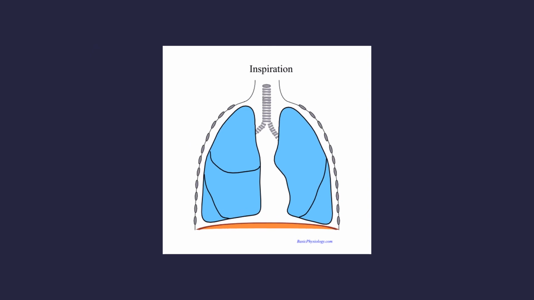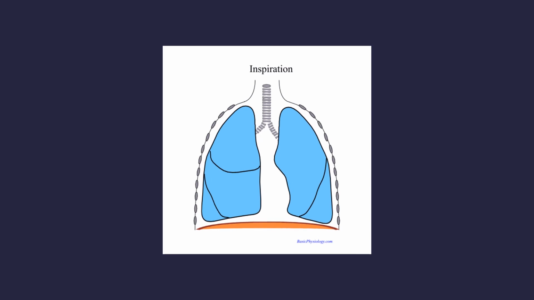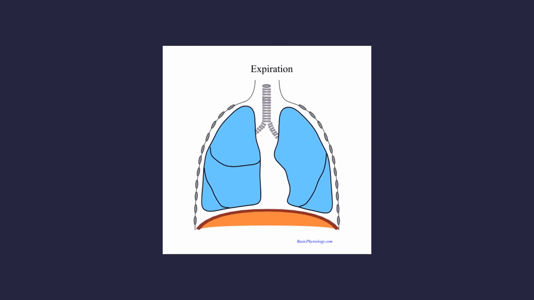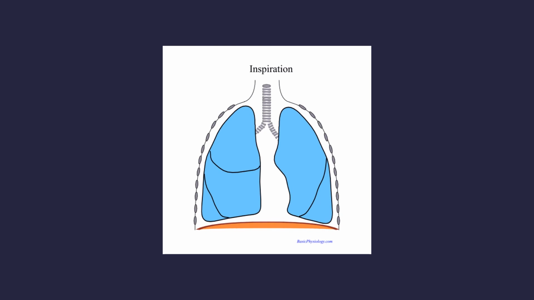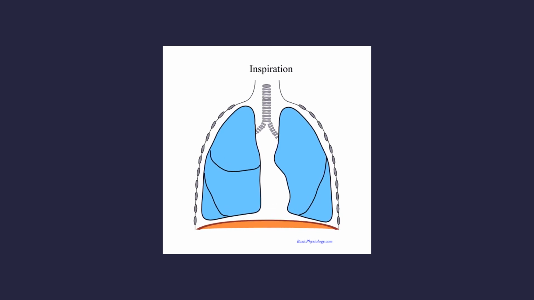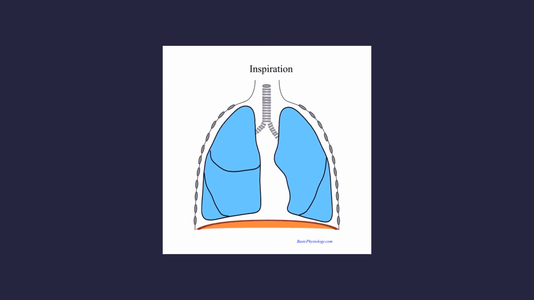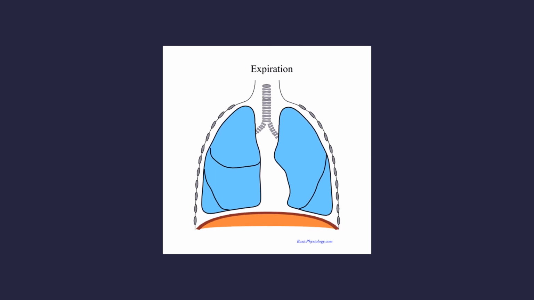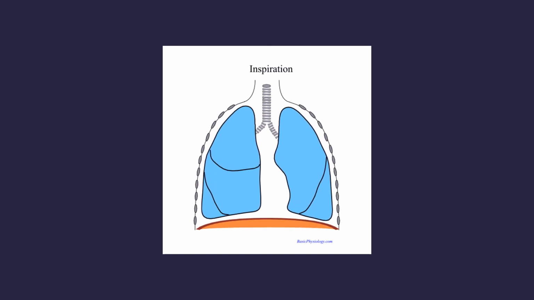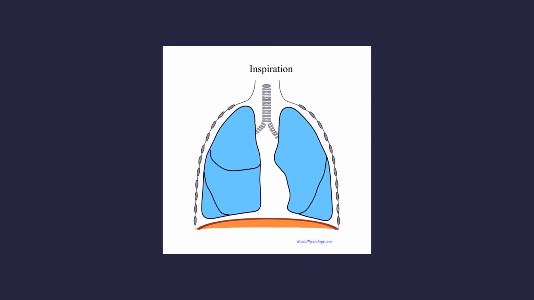So here you can see a model of the diaphragm contracting and relaxing. As you inhale, the diaphragm contracts and pulls downwards, and as you exhale, the diaphragm relaxes. So when you inhale, the volume in your lungs increases as your diaphragm pulls downwards, and this causes air from outside to rush in. And as you exhale, the diaphragm relaxes, the volume in your lungs decreases, and air rushes out from your lungs into the environment.